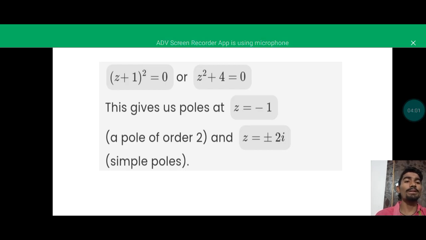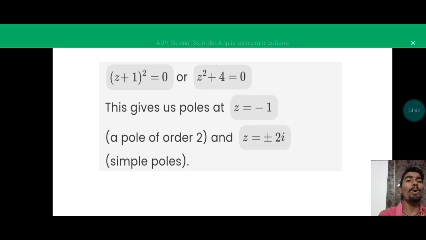The poles are found in the z place: whatever value we put makes the equation 0. Here we put z equals minus 1. That's why for (z plus 1) whole square, the pole is z equals minus 1. That value makes the denominator 0, so it is a pole of the given function. The second denominator is z square plus 4 equals 0.